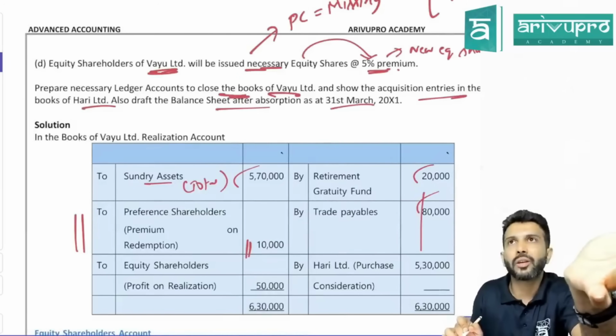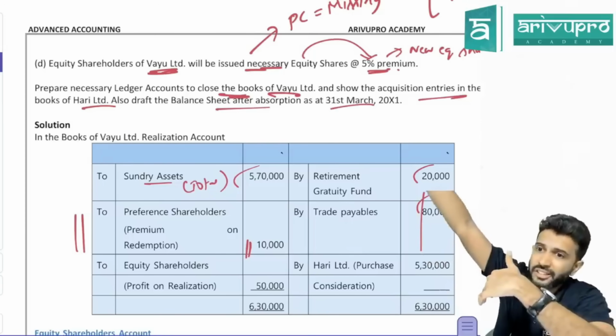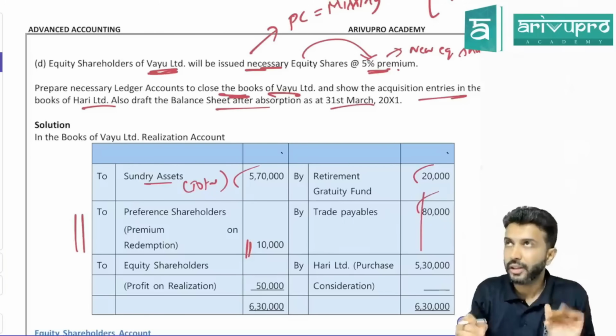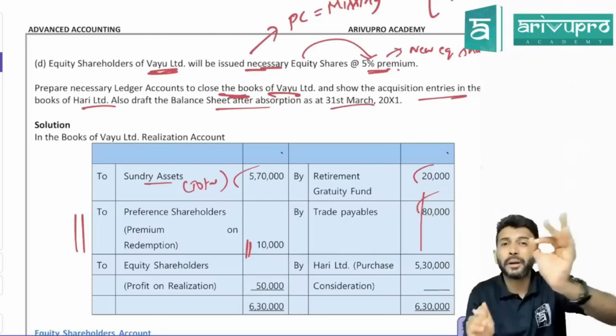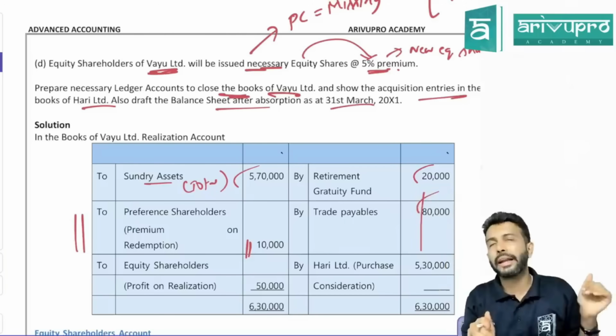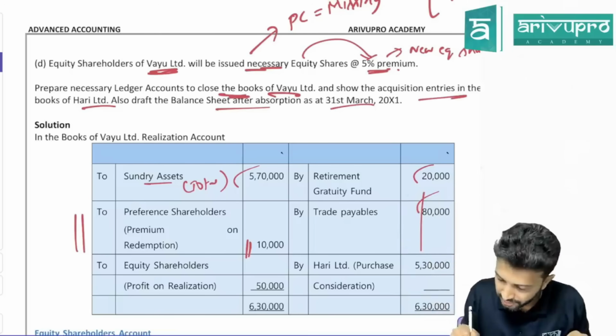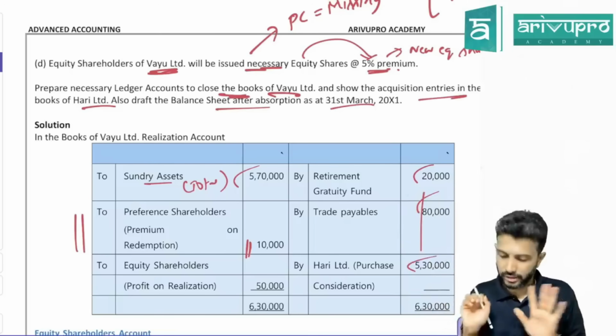PC. You will have to receive PC from the purchasing company. Have you received it or not? First, you will have to account for the due entry. If you have to receive PC, the purchasing company becomes your debtor. So what will be the entry? Purchasing company account debit to realization account. So how much PC? 5,30,000. Okay, this is the entry.